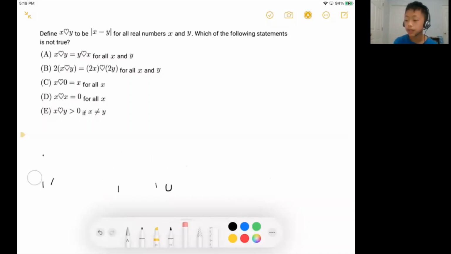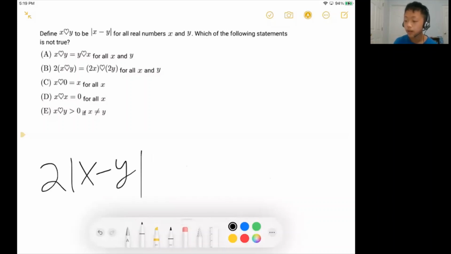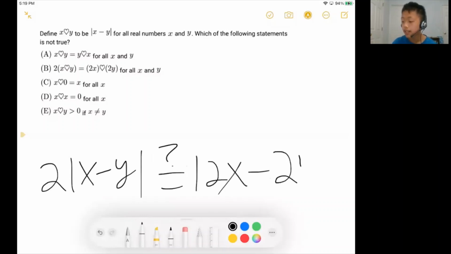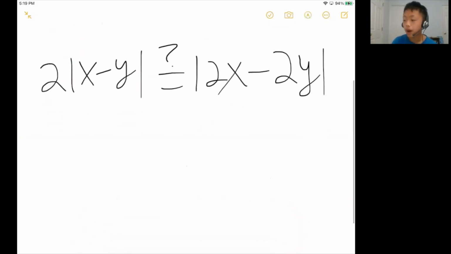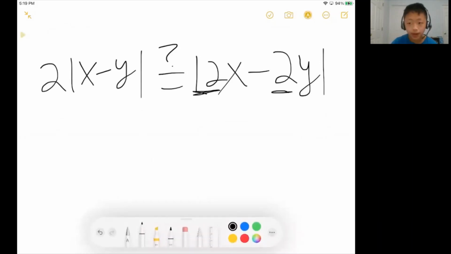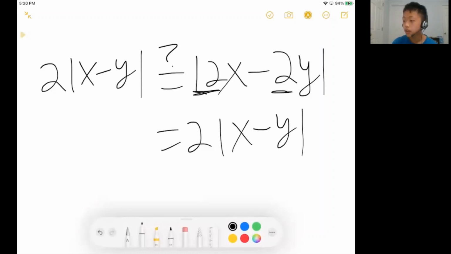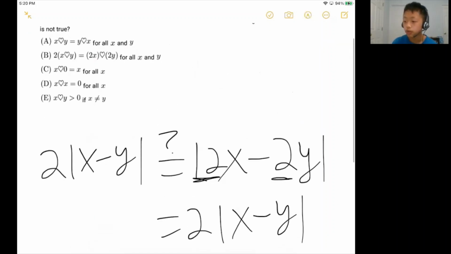Now we look at choice B, which is 2 times x heart y. So 2 times the absolute value of x minus y. Does that equal 2x heart 2y? So that's the absolute value of 2x minus 2y. A property of absolute values is that if you have a positive number, like 2 in this case, we can factor out the 2 and write it as 2 times the absolute value of x minus y. So that tells us choice B is also true.